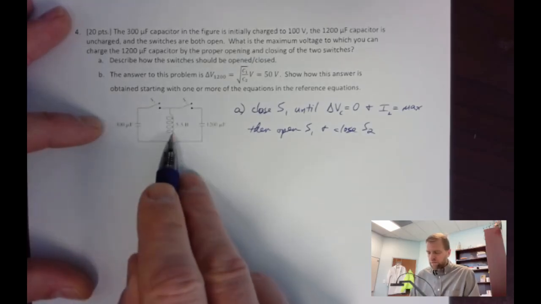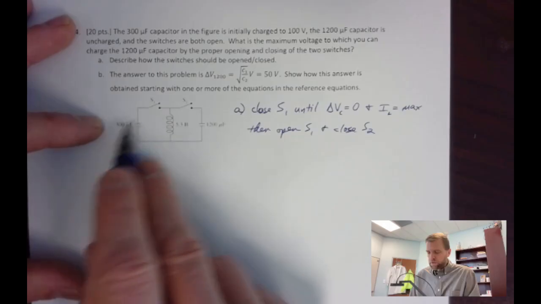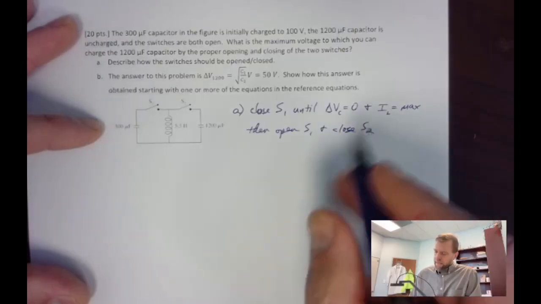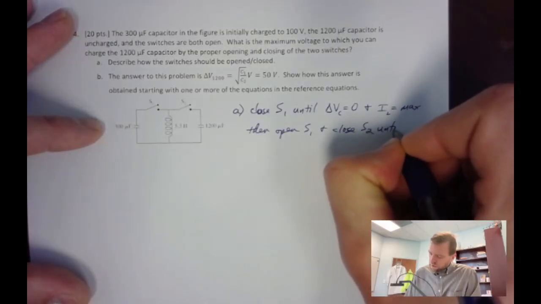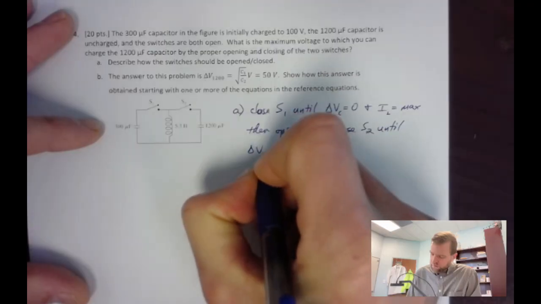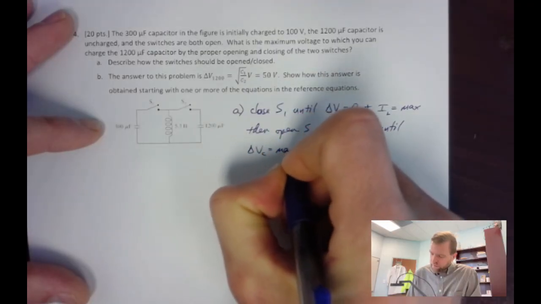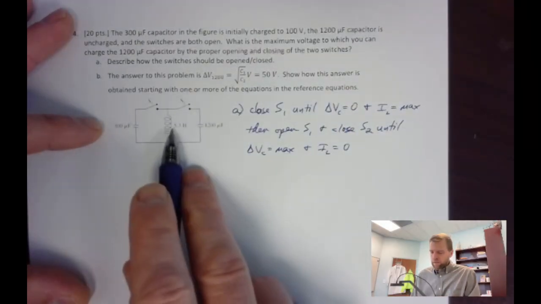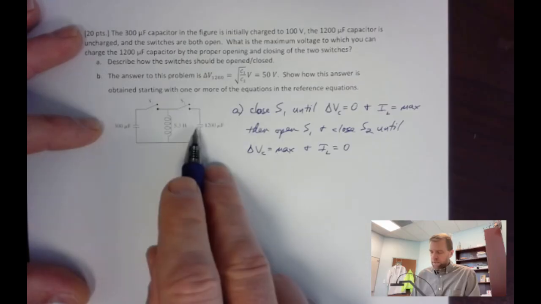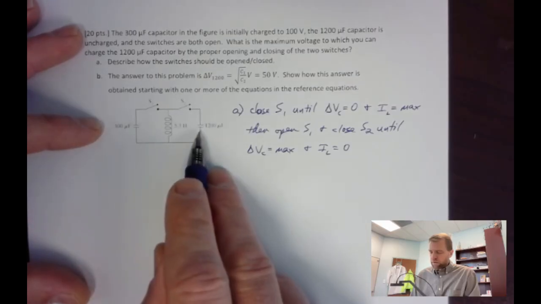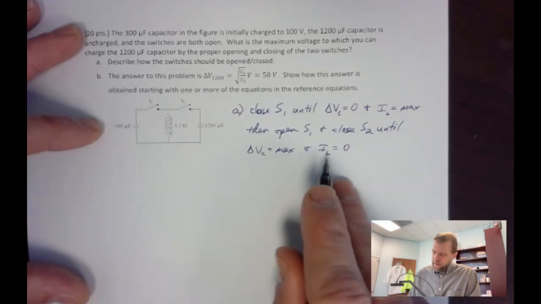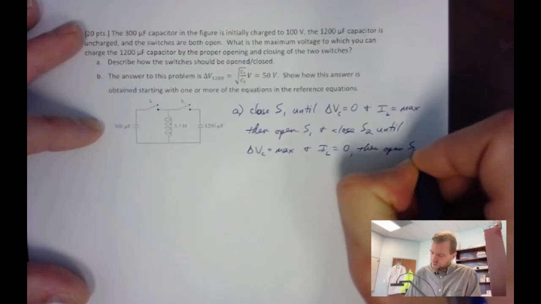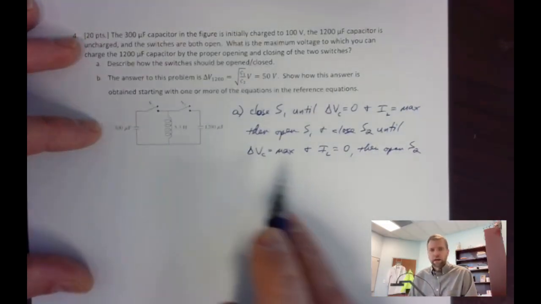All right, so this is a maximum current. We essentially want to take all of that energy and then transfer it over here. So we open this switch to disconnect this capacitor, close this switch to connect this capacitor, and until delta VC is at a maximum and IL equals 0. All right, so this is going to transfer all of the energy to this 1200 microfarad capacitor, and then open S2. All right, so that's the timing of what we want to do.